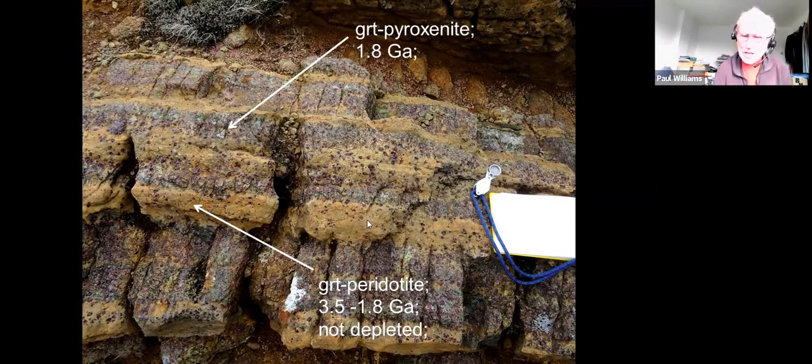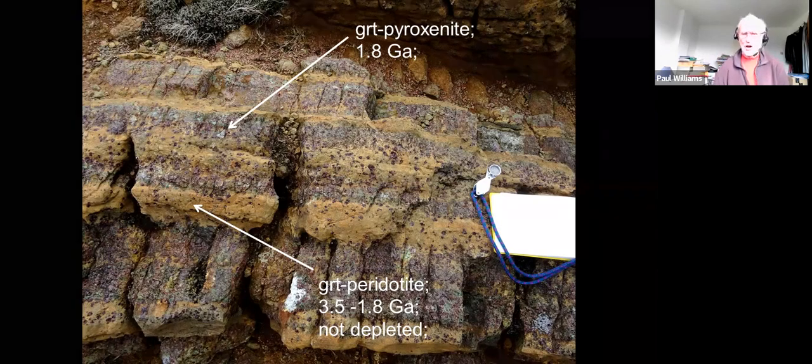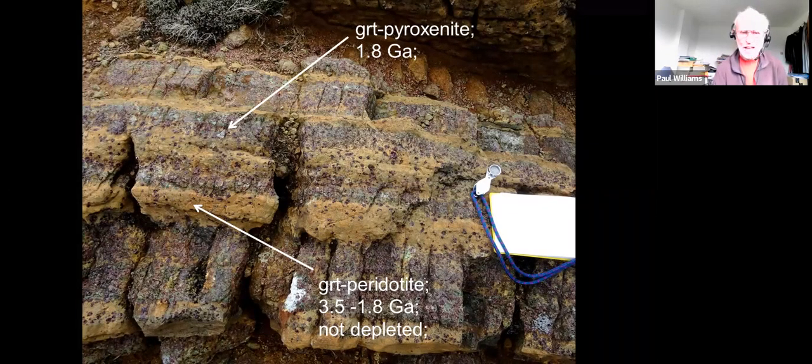Well, when we look at these garnet peridotites here, we find a whole age range from 3.5 GA, give or take a bit, to about 1.8 GA. Much greater range. And that's not the only exciting thing, because, as it says at the bottom there, those garnet peridotites are not depleted. They have fertile chemistry. They've got a fertile composition.